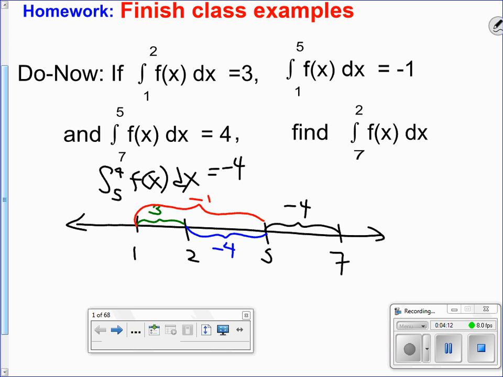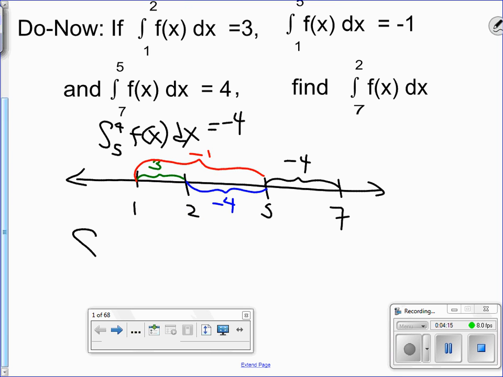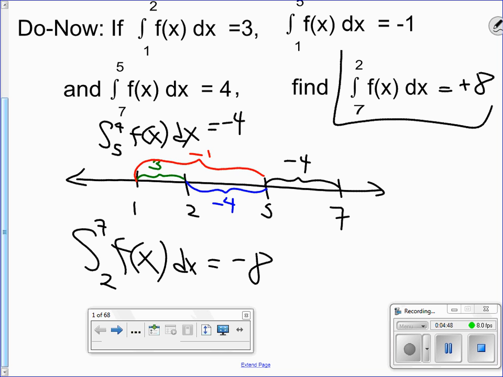All right, so then looking at this, if I were to just ask you for the definite integral from 2 to 7, so from 2 to 7, what would you get? From 2 to 7 in that order? Negative 8, right? It'd be negative 4 plus negative 4. But they asked us for the definite integral from 7 to 2, so it's positive 8. Got it? So this answer, the one we're looking for, is positive 8. Because it's from 7 to 2. Kind of fun, right? Not bad.